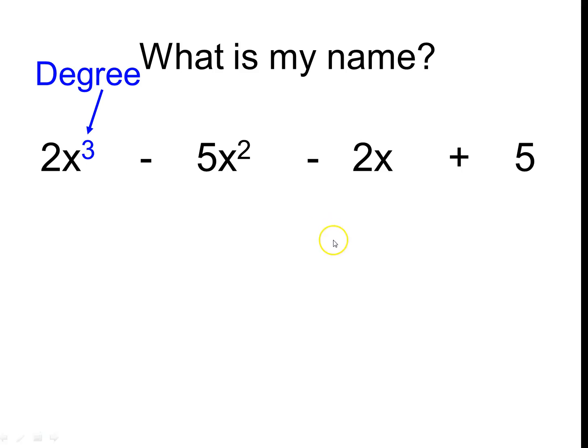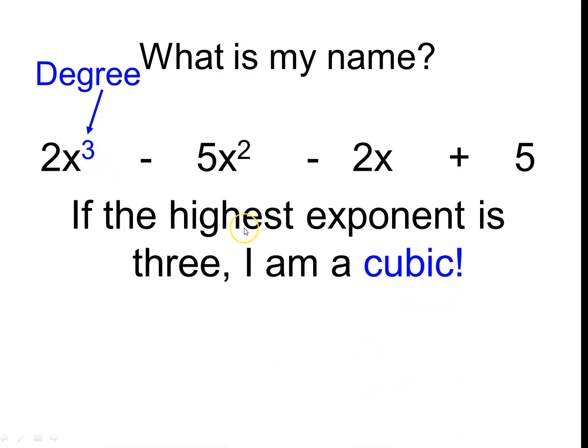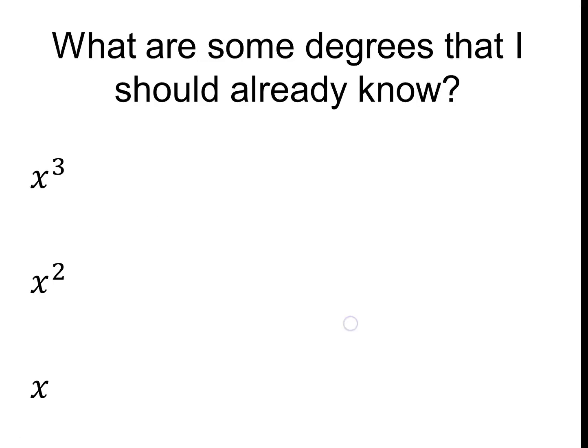Well, you should remember that if you see x to the third, something should pop into your head. The highest exponent is 3, and you are supposed to remember that if the highest exponent is 3, that's a cubic. You're even supposed to know what it looks like. It is supposed to be a kind of a squiggly looking S shape, isn't it? So the degree is 3, and you're supposed to know that it's a cubic.